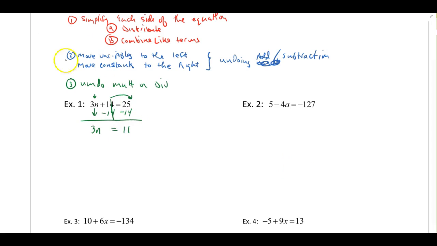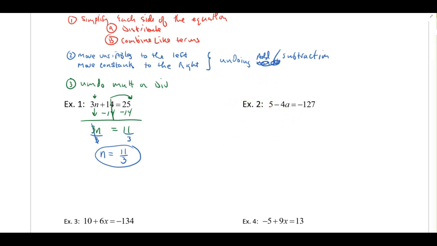Now, I have my variables on the left, constants on the right. So the only thing I have to get rid of to get n by itself is the 3. Since that's 3 times n, I'm going to divide by 3. If I divide the left side by 3, I divide the right side. 3's cancel. I get n equals 11 thirds. Okay? Most of the time they will come out even, but not all the time. So keep that in mind.